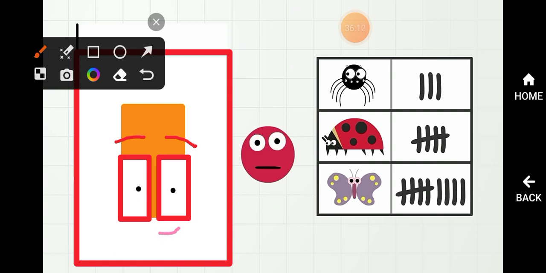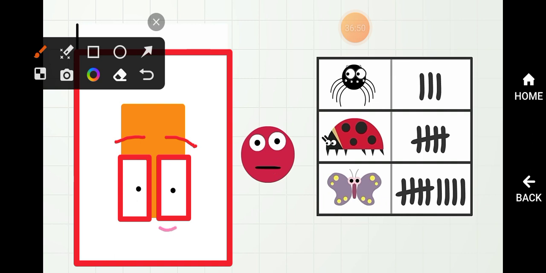Okay, so remember, how many brothers and sisters like spider best? That's right, 3. 1, 2, 3. And how many like the ladybug the best? That's right, 5. 1, 2, 3, 4, 5. And how many like the butterfly the best? That's right, 9. 1, 2, 3, 4, 5, 6, 7, 8, and 9.